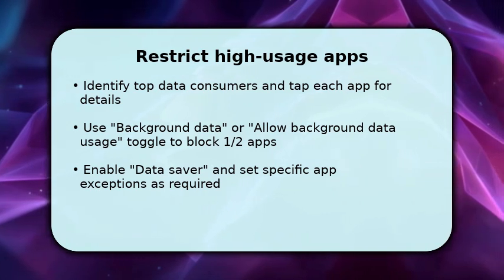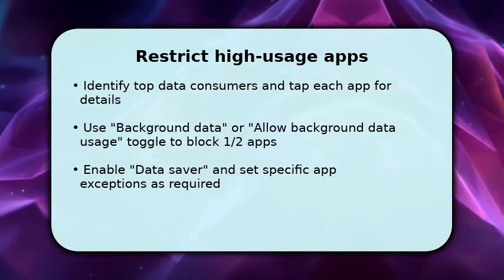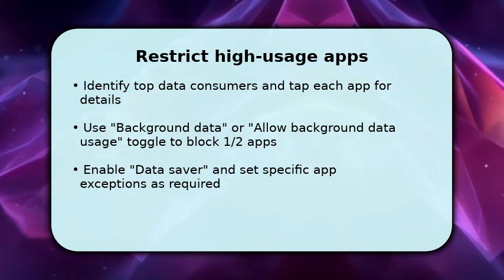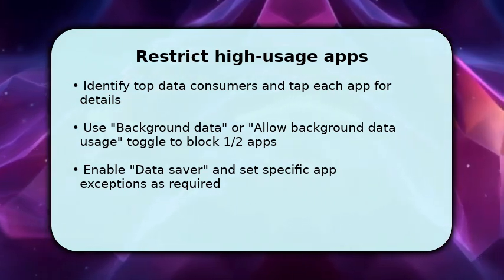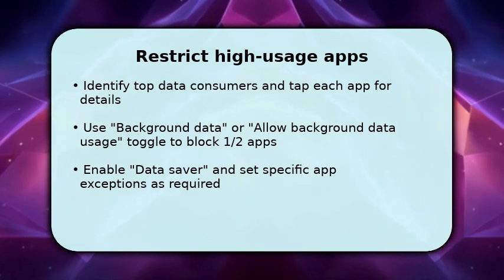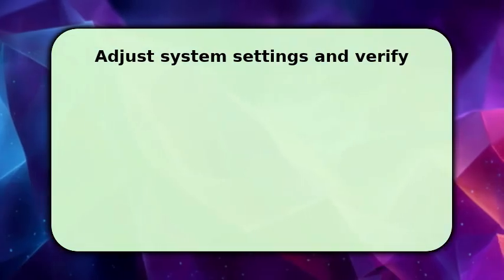Make sure to allow exceptions for messaging or navigation apps you trust. Also check app update settings in Play Store. Set updates to Wi-Fi only so large downloads stop consuming mobile data. Finish by configuring system-level protections.